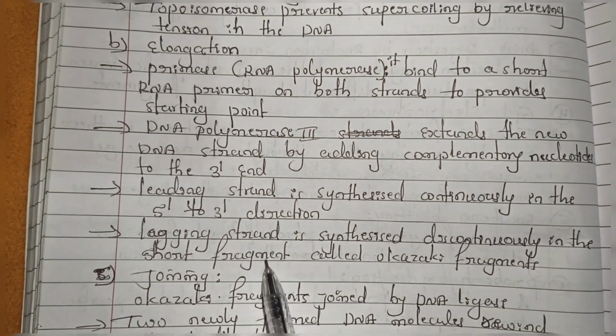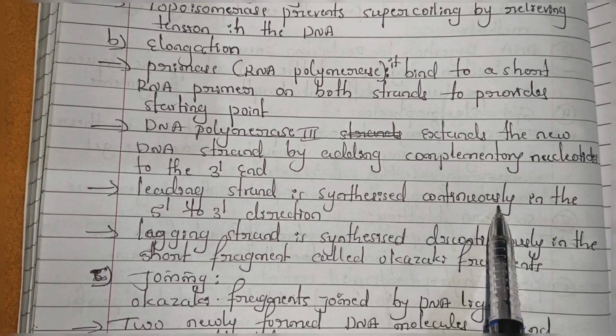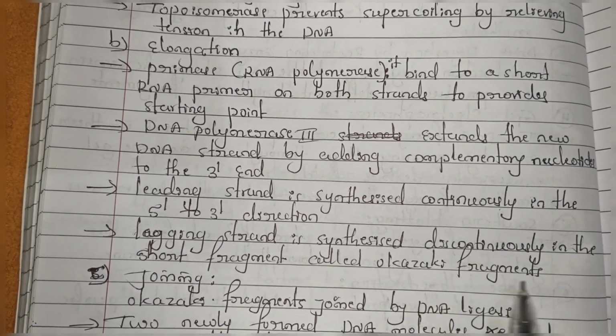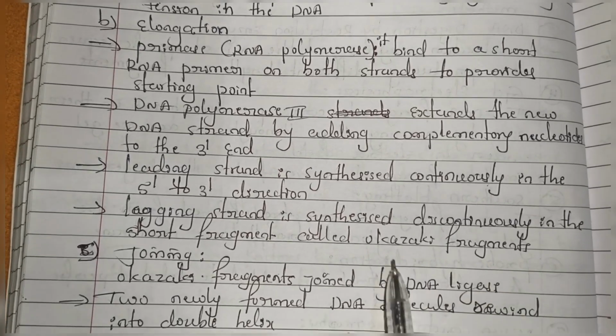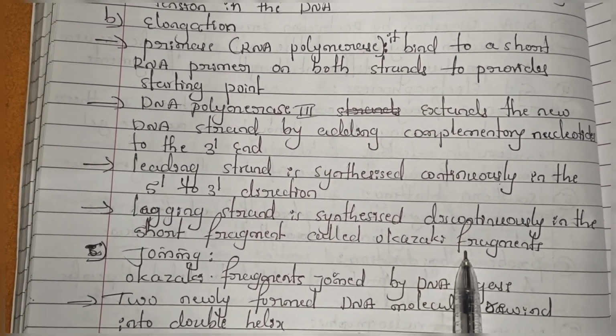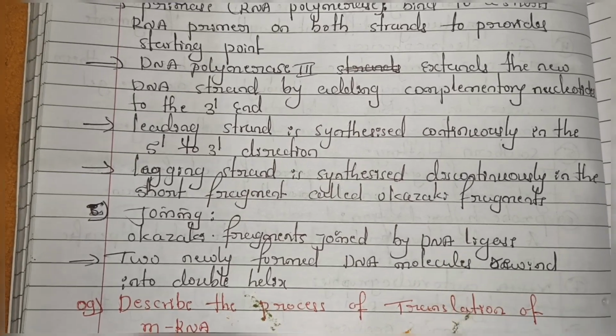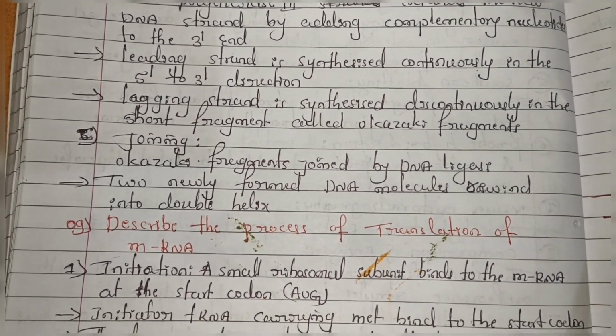So here two types of new DNA strand will be formed, one continuous, another of many short fragments, which we call Okazaki fragments. And these short Okazaki fragments are joined by DNA ligase. So these points you have to write.